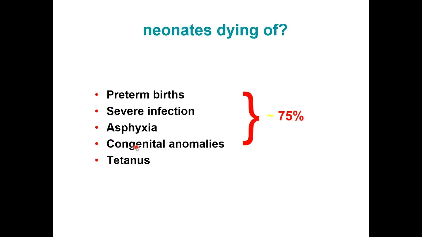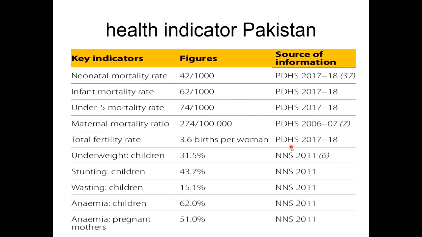When we talk about the neonatal deaths in Pakistan, preterm births are a major factor contributing towards the early neonatal deaths and late neonatal deaths. Then asphyxias and other infections which can result in bacteremia and sepsis, along with tetanus and congenital malformation. When we target these 5 major killers, we can reduce 75% of the neonatal deaths.